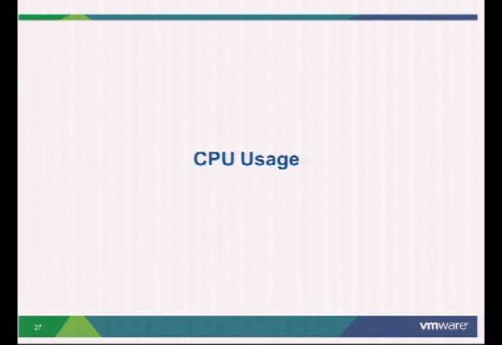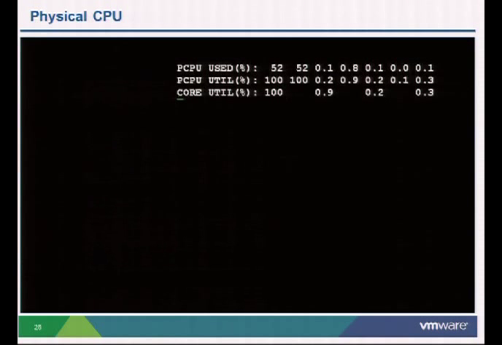All right, CPU usage. I actually talked about this in last year's session, but I'm going to repeat it because this topic is kind of complicated. So here's a screenshot from the top line of your CPU screen. There are three main counters: pCPU use, pCPU util, and core util.